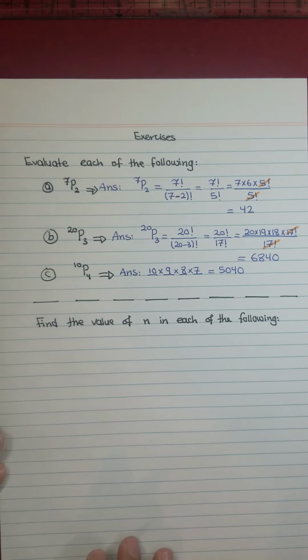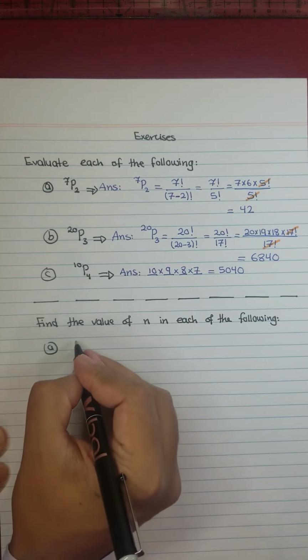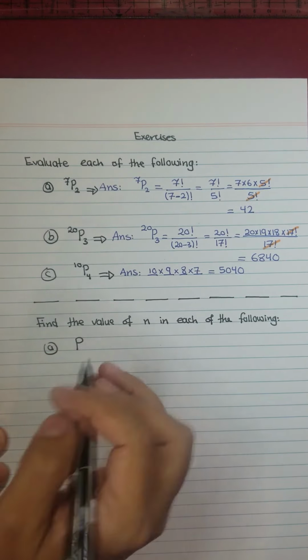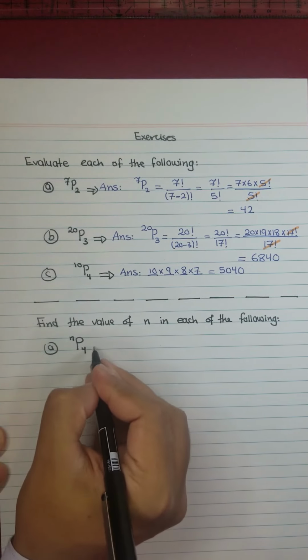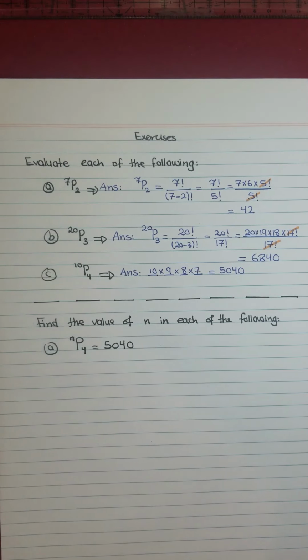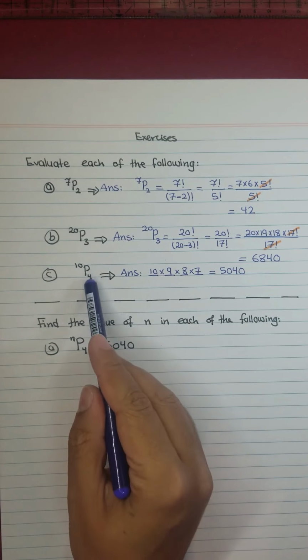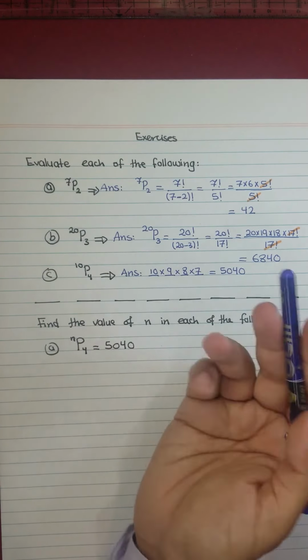How is that, and what do we mean by that? Let's see. A, they give you something like this. So permutation, let's say n, and here 4 equals 5040. Now this question is a backward question. You see, this question is actually the same as this question. 5040 is the answer. The number of actions is 4 in both cases, and n is going to be 10 for sure.